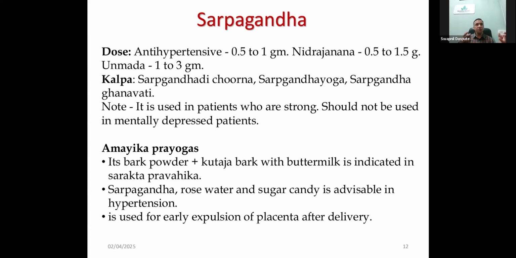So it induces sound sleep. So the patients of depression can further go into depression. Hence, it should not be used in patients who show low activity.